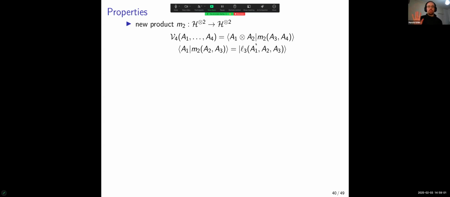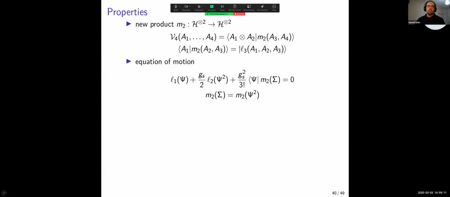So at this stage, this is perfectly well defined. You can show that it works. So if you continue, you will get what we call surface states. So here, okay, no speculation. You get some equation of motion, if you vary with respect to psi and sigma. And there you see that you get M2 of sigma equal M2 of psi squared.